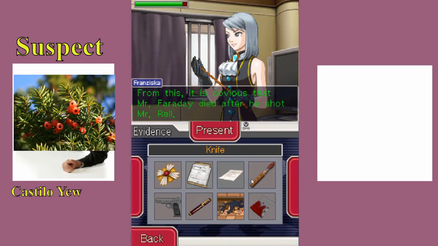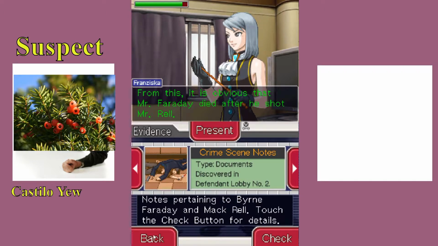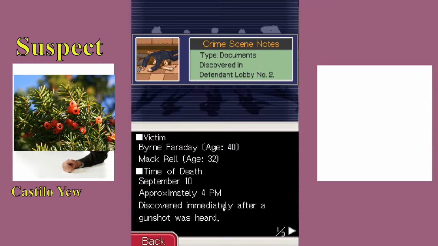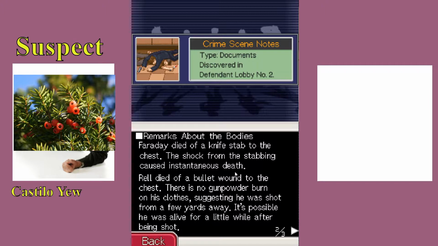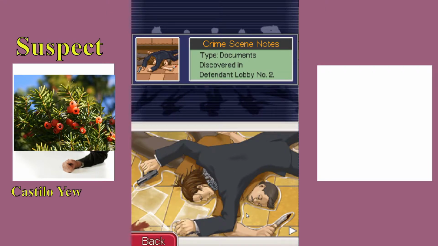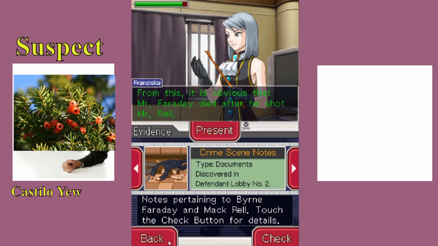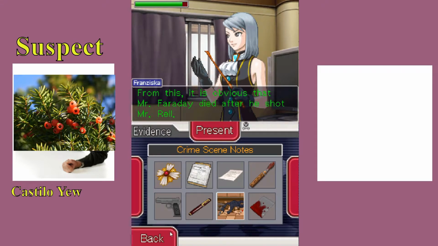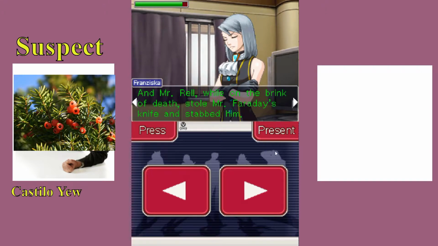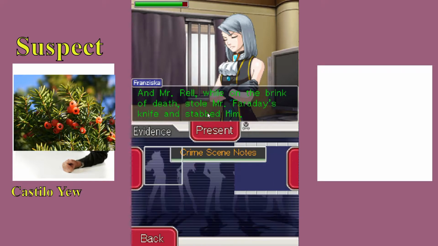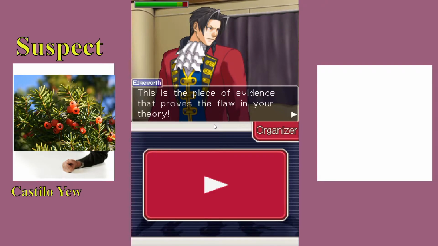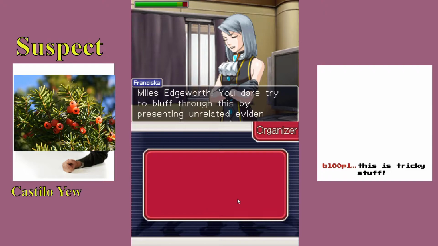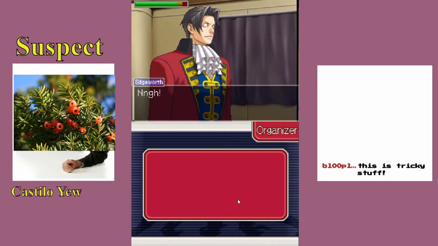Let's see. Let's see, it has the 2. Shot from the stabbing caused instantaneous death, suggesting he was shot. Maybe it's the fact that Mr. Rel... Maybe it's how the bodies fell. That's what I'm gonna suggest now. Nope, that's still wrong. I'm doing terrible so far. Let's try and figure this out with logic. Yeah, I sometimes struggle a bit with some of this. Oof.